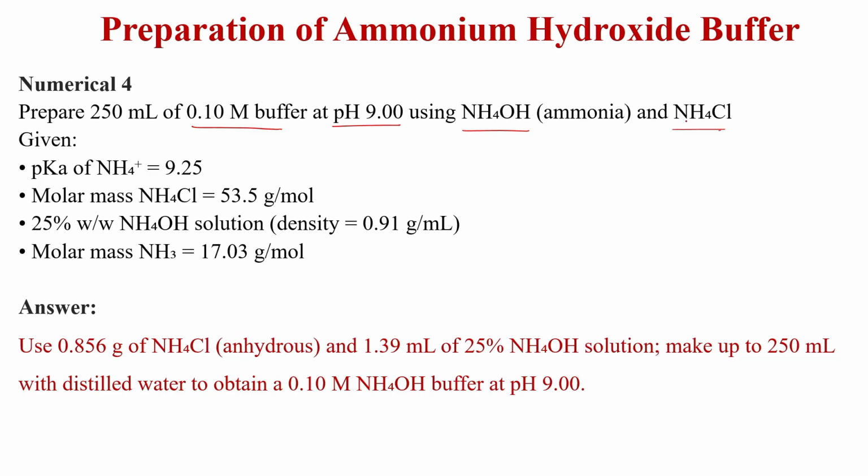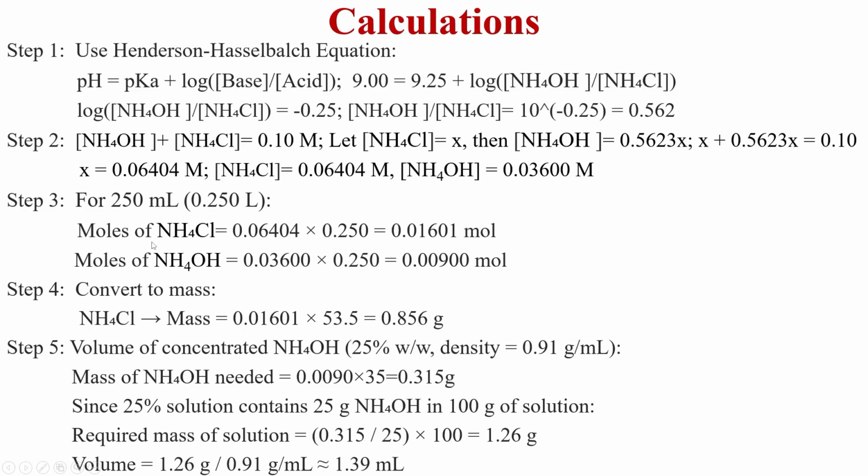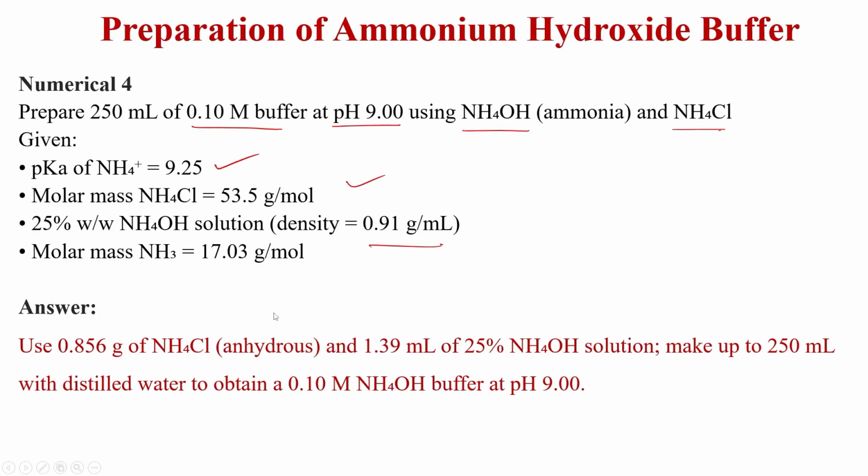Okay, so the pKa of ammonium chloride is given as 9.25, molar mass is given as 53.5, and a 25% weight by weight ammonium hydroxide solution is given, density 0.91. Like in the previous example, the molar mass of ammonia is given as 17.03. So here we can take ammonium, or ammonium hydroxide also we can take. If we take ammonium hydroxide, it is 35. So instead of taking ammonia, we can take ammonium hydroxide, if its molar mass is given to us, that will be good for us.